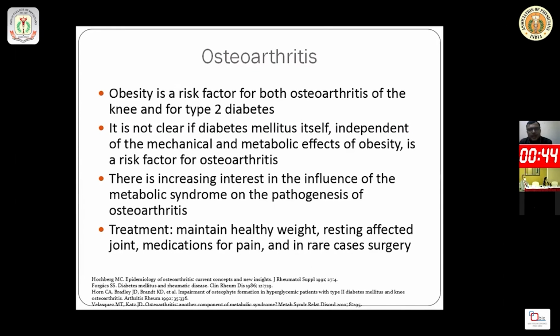Osteoarthritis, well, I don't need to discuss this disease in detail in this august gathering, but obesity is a risk factor for osteoarthritis as well as diabetes. So it is still not clear if diabetes or obesity is the cause of this osteoarthritis. Treatment is mainly weight reduction, as with any other patients, resting the affected joints, medication for pain, and in rare cases, surgery might be needed.